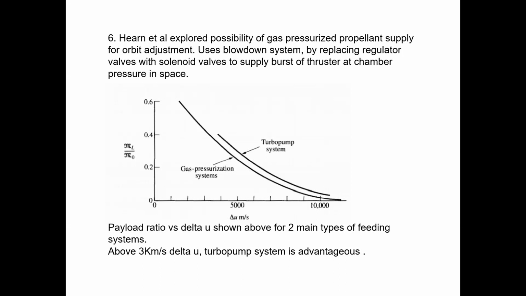Now the graph that you see here is the graph of your orbital transfer velocity, which is delta V required, and the ratio of your payload to your initial weight. With respect to the orbital velocity, as you can see, this shows the range of using the gas pressure systems and the turbo pump systems. If you need a higher delta V, let's say 3 kilometers per second, turbo pump systems are more advantageous as compared to the gas pressure fed systems.